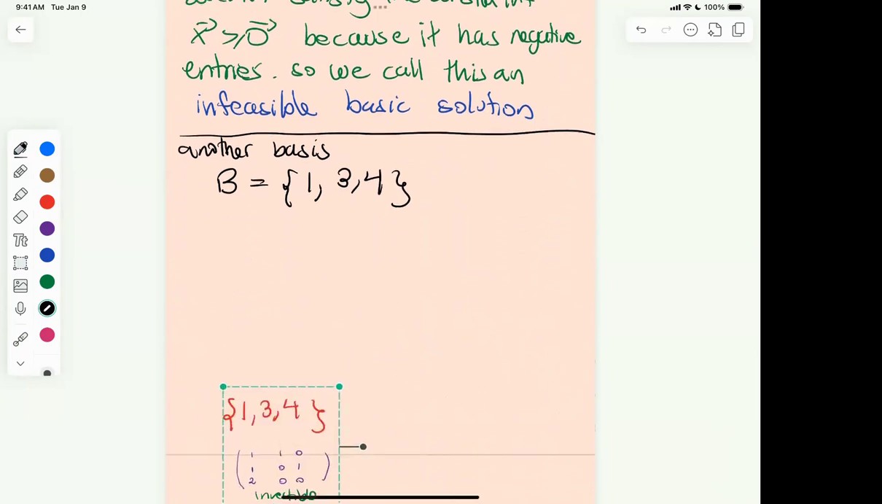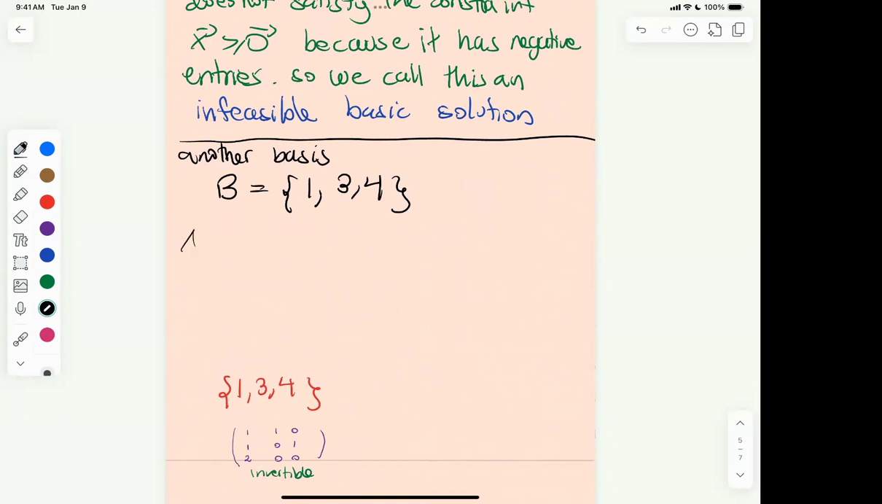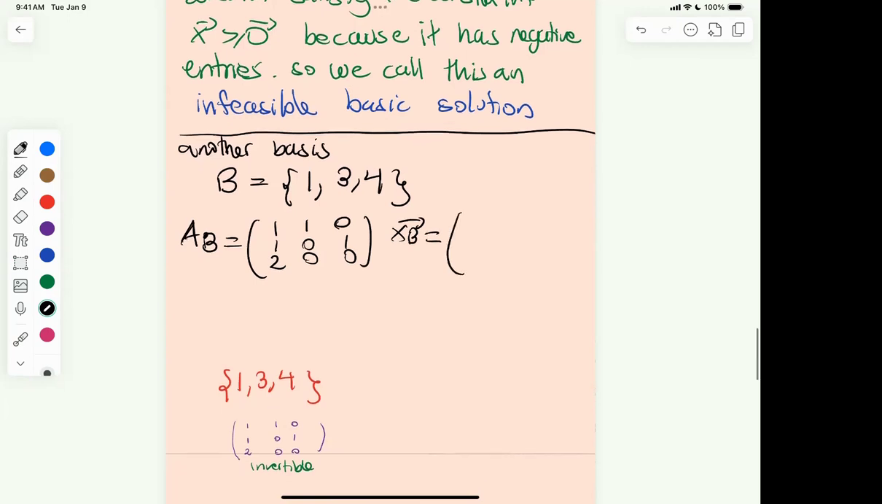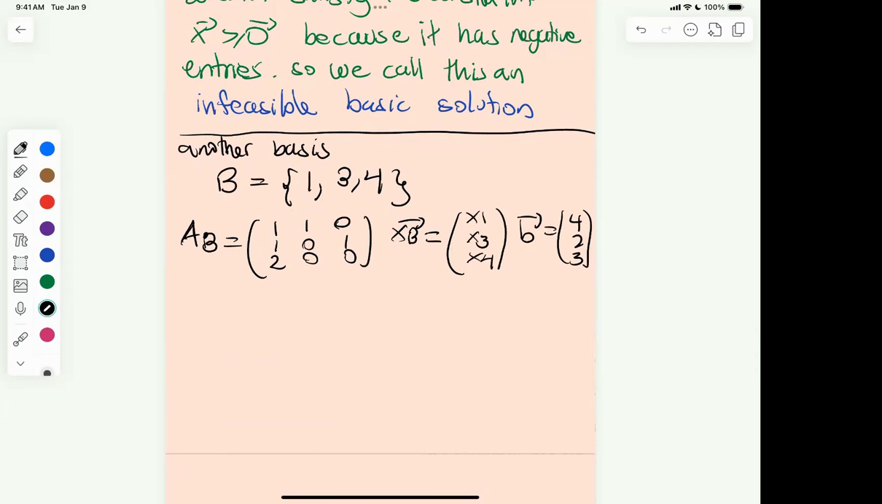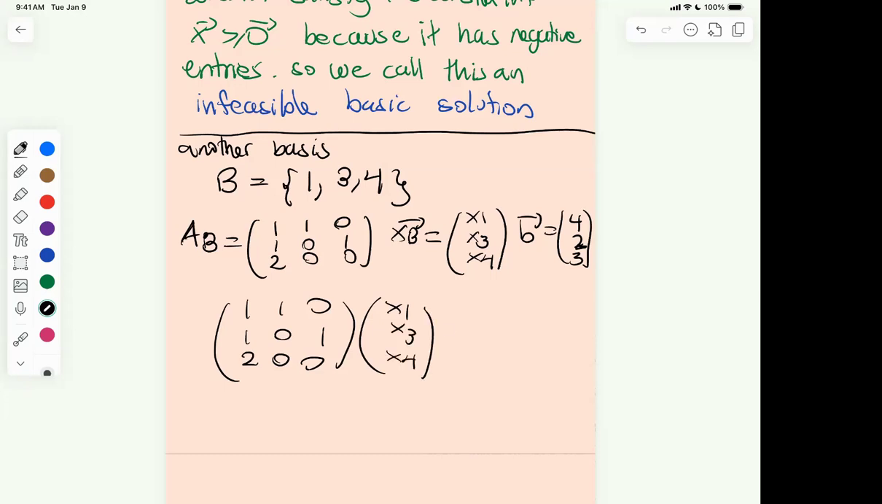Okay, so if you do 1, 3, and 4, the matrix associated to this we had already found. It was 1, 1, 2, 1, 0, 0, 0, 1, 0. Then the vector of variables are the variables corresponding to those positions, so it would be X1, X3, X4. And B is always fixed. It's 4, 2, 3. That does not change; it's the same for all the problems. So now what we have to solve is 1, 1, 0, 1, 0, 1, 2, 0, 0 times X1, X3, X4 equals 4, 2, 3.